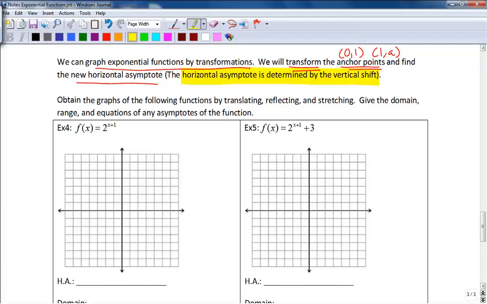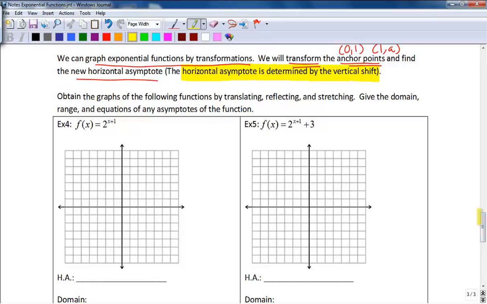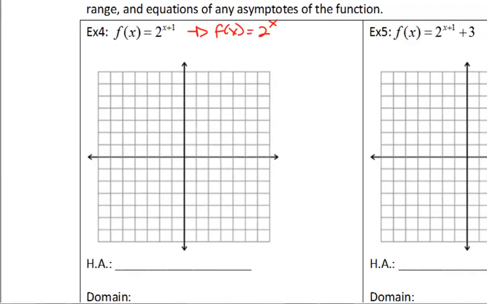All right, let's look at some examples of graphing exponential functions by transformations. It says, obtain the graphs of the following functions by translating, reflecting, and stretching, and give the domain, range, and equations of any asymptotes. So let's go ahead and look at the first one. My first function is f of x equals 2 to the x plus 1. The basic shape for this is f of x equals 2 to the x, with some kind of transformation. Remember, anything here that's with x is always called a horizontal shift. Horizontal shifts are always opposite the number there, so a plus 1 moved us left 1. Okay, do I have a vertical shift?